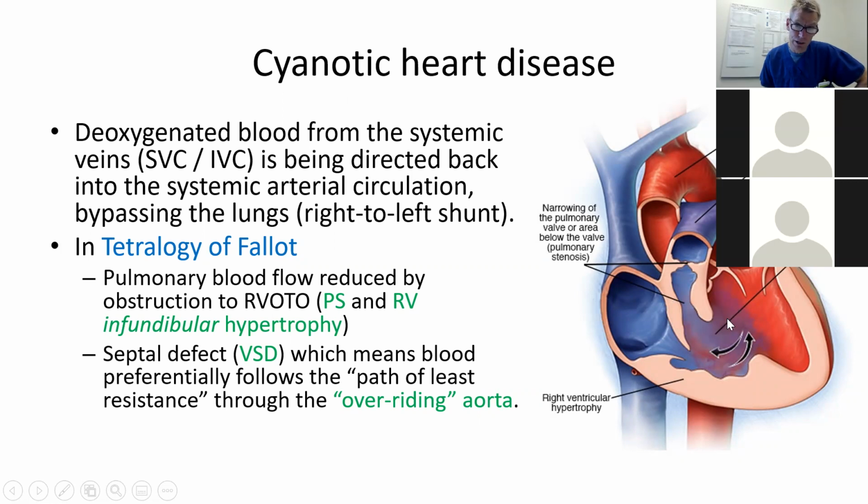aorta is very close to the ventricular septal defect. So as soon as the blood goes out into the left ventricle, it preferentially goes up the aorta, and that means blue blood, deoxygenated blood, is all the time circulating through the body, through the systemic circulation.